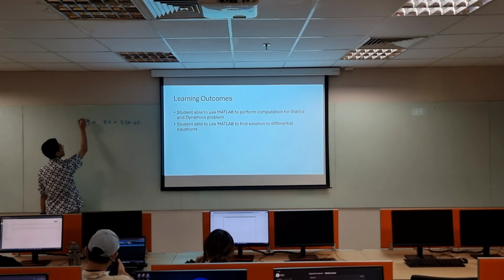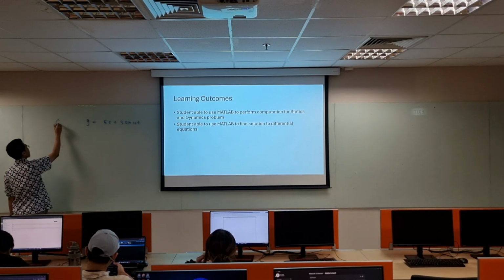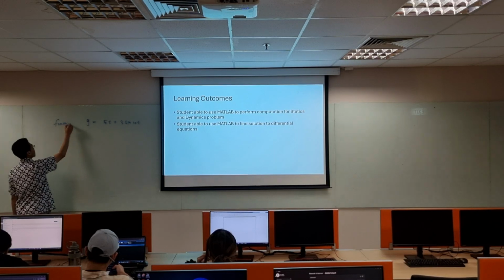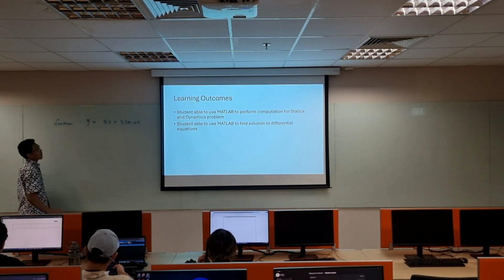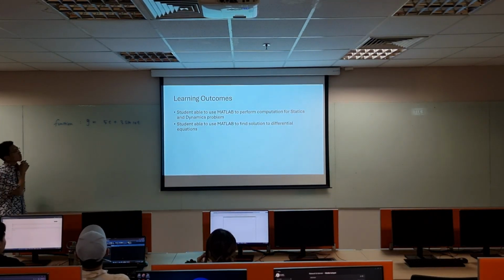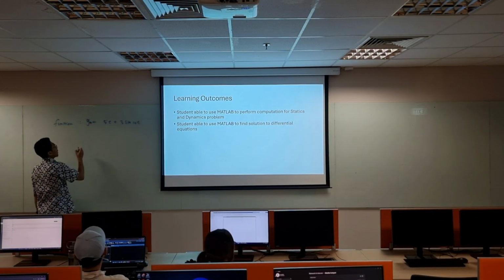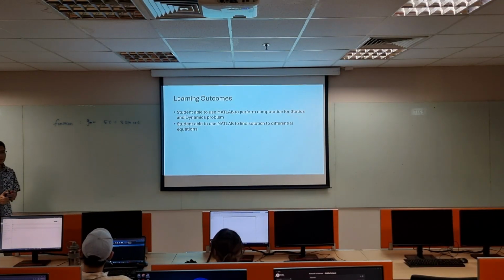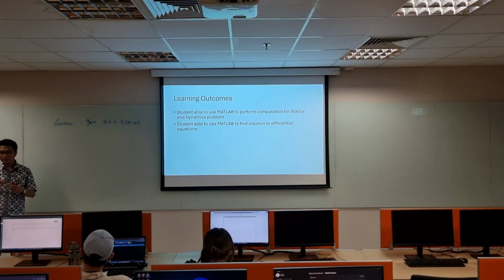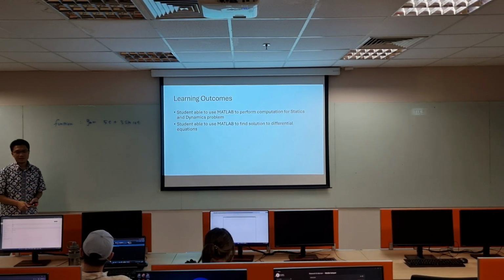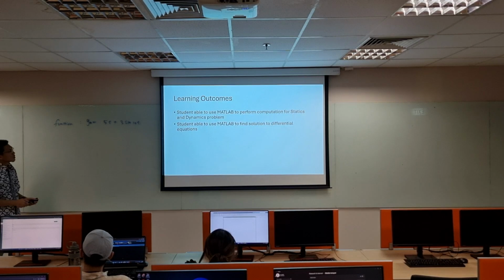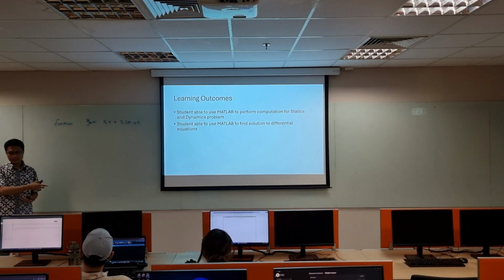In mathematics, this is called a function. The function maps one number to another number. So which number are we mapping to what number? Yeah, we map t to y.